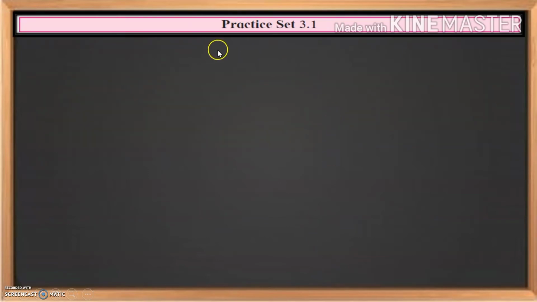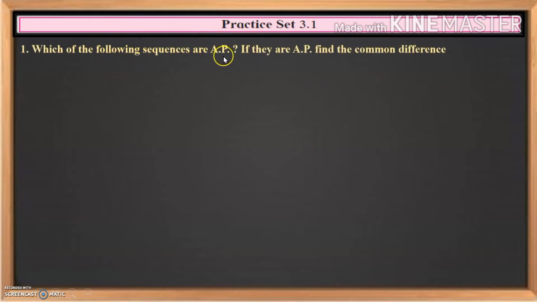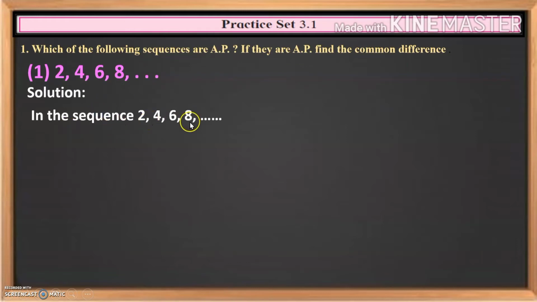So having a basic idea, let us begin with practice set 3.1. The first question: which of the following sequences are AP? If they are AP, find the common difference. The first sub question, 2, 4, 6, 8. The solution: in the sequence 2, 4, 6, 8, A is equal to T1 equal to 2, T2 is equal to 4, T3 is equal to 6, T4 is equal to 8.